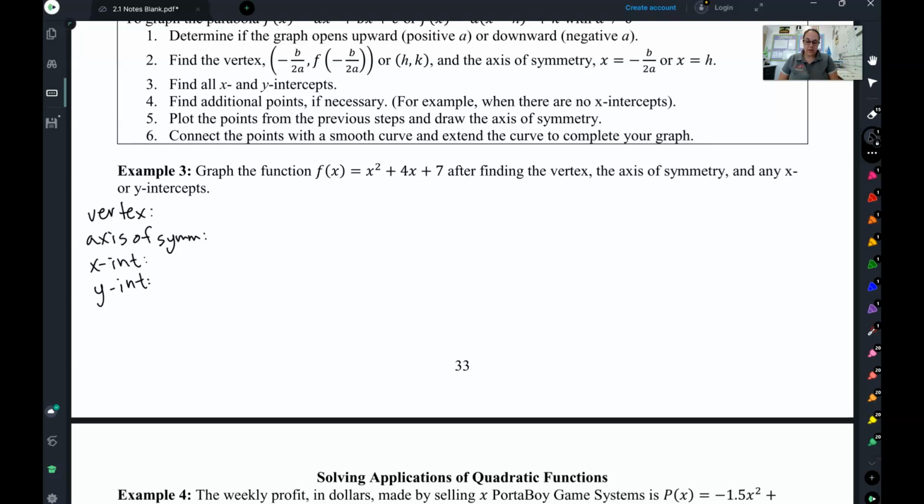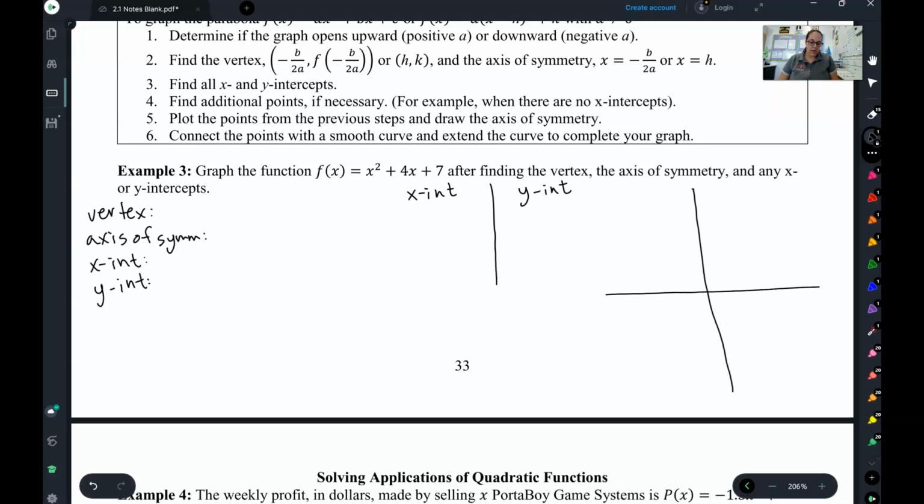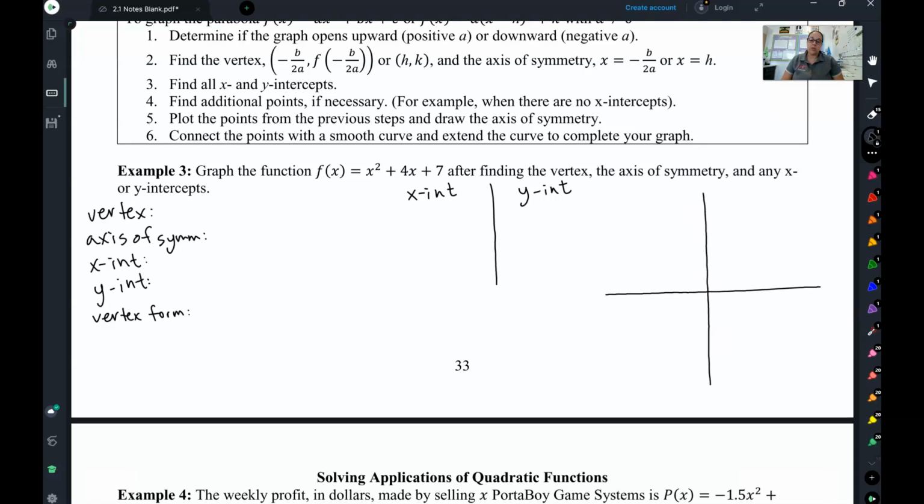So notice that this is in standard form, so you're going to want to start with your x-intercepts and your y-intercepts. That's going to be the easiest in standard form. After that, you can move on to finding your vertex form by completing the square, and use that to find your vertex, your axis of symmetry, and then I do want you to graph it right here. So pause the video, try this example out on your own with everything that we've learned, and then come back to see how you did.